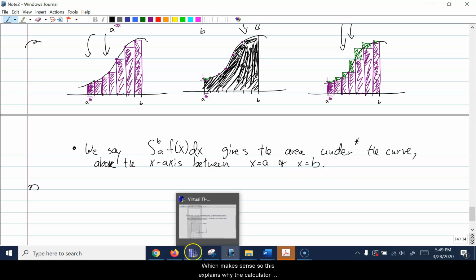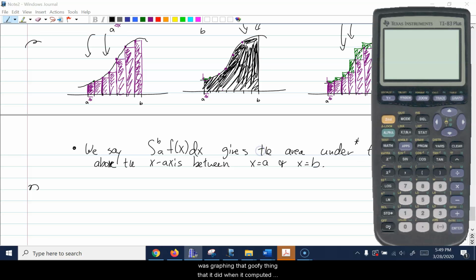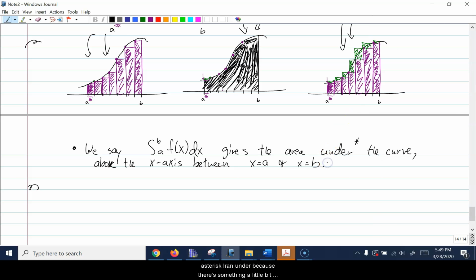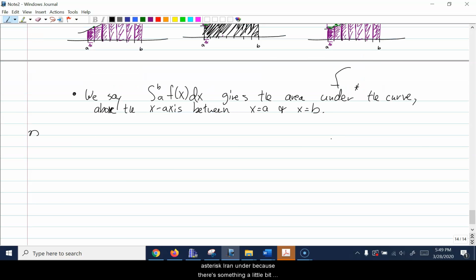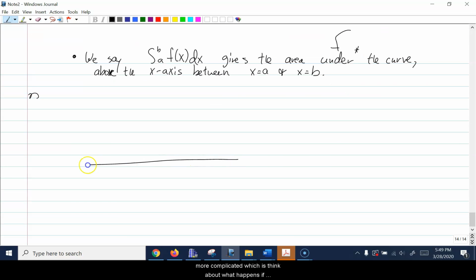Which makes sense. So this explains why the calculator was graphing that goofy thing that it did. When it computed the integral from 1 to 5, it's shading that in, giving us a visual illustration of what it's doing. I put an asterisk here on "under" because there's something a little more complicated, which is to think about what happens if the function becomes negative.